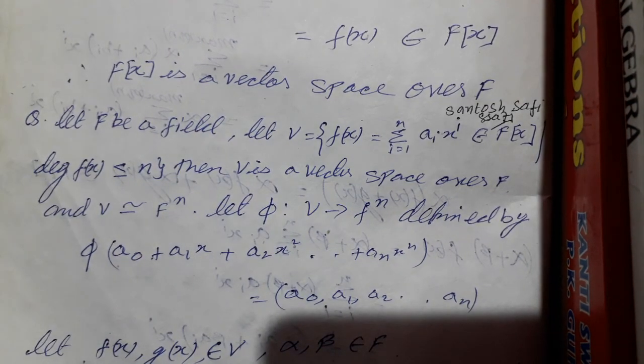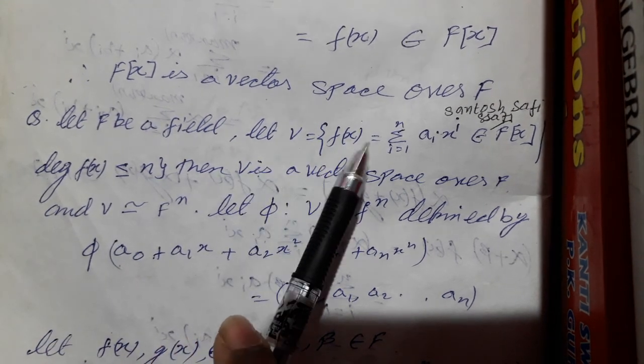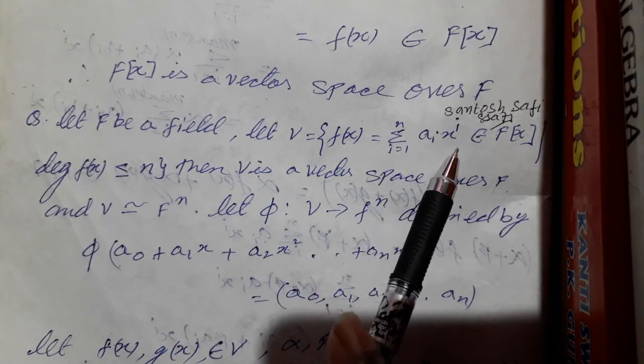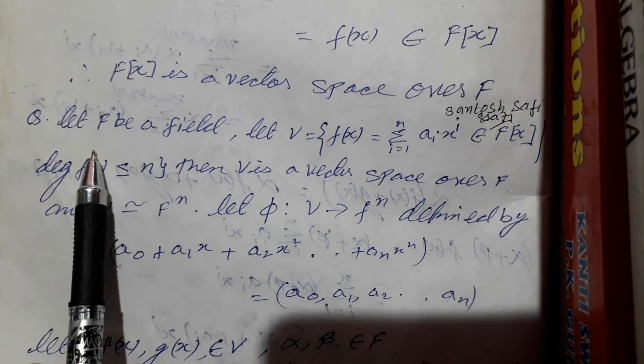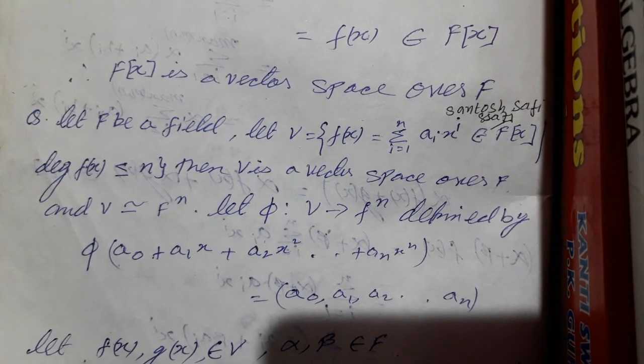So in this video, I'm going to explain one more example of a vector space. I'm taking here F to be a field, and let V equal to F[x], which is equal to the summation i equal to 1 to n of a_i x^i belongs to F[x], and the degree of F[x] is always less than or equal to n. So we have to show that it is a vector space over F.